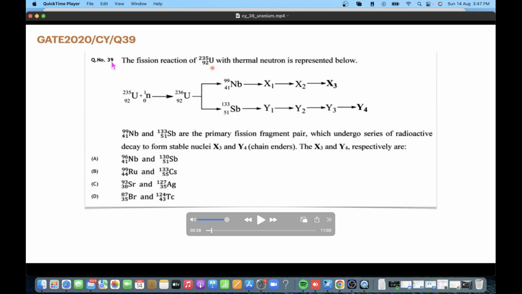So this question also came in the 2020 GATE paper, chemistry. This question carries 2 marks, and it states the fission reaction of uranium-235 with a thermal neutron. This will give me 2 fragments, and these will again go for radioactive decay, so x1, x2, x3 products will be there, y1, y2, y3, y4 products will be there, and they have stated that x3 and x4 are stable nuclei. We have to find x3 and x4.